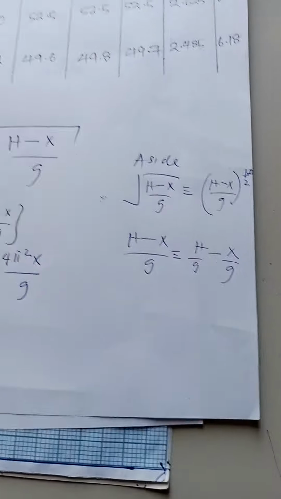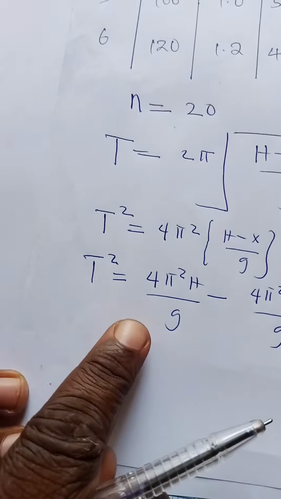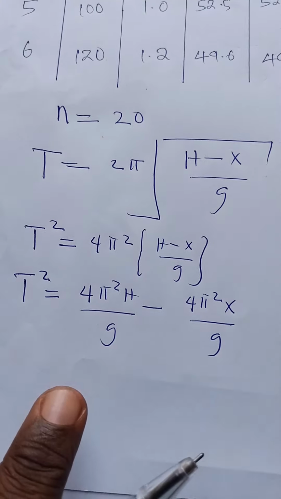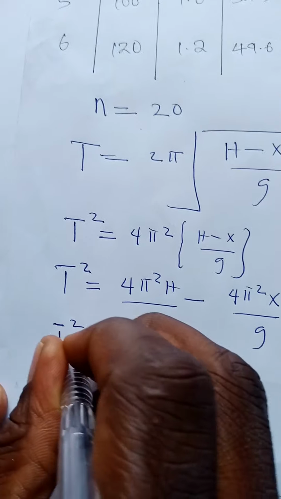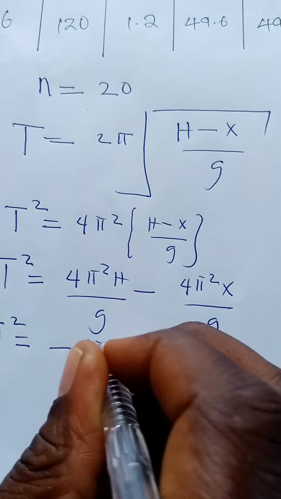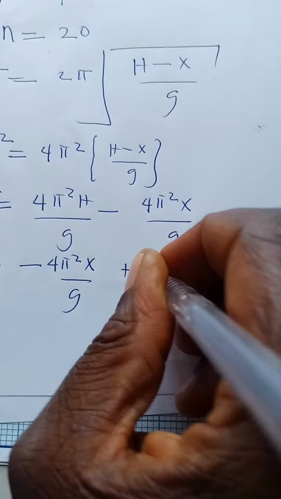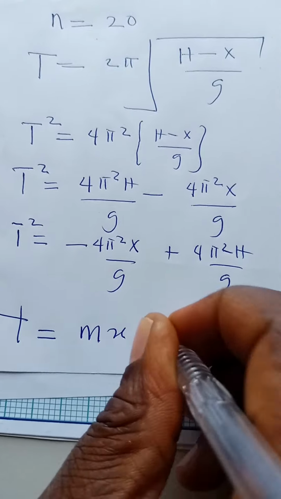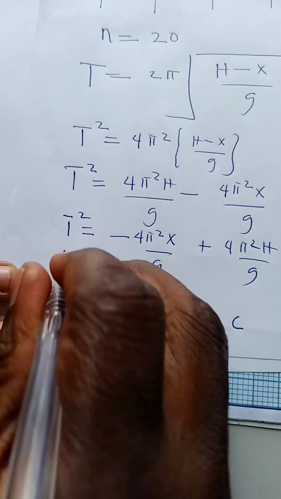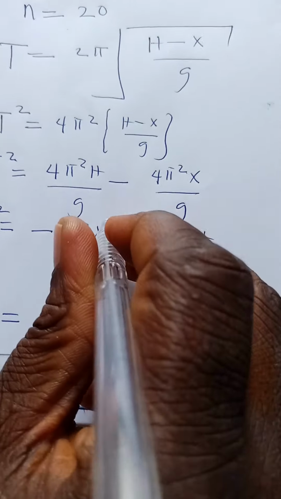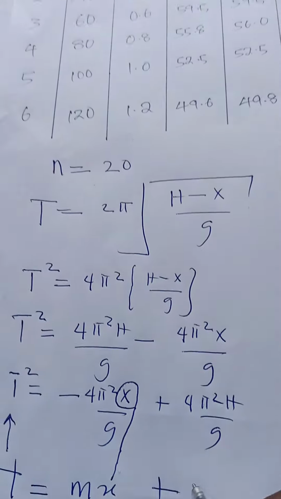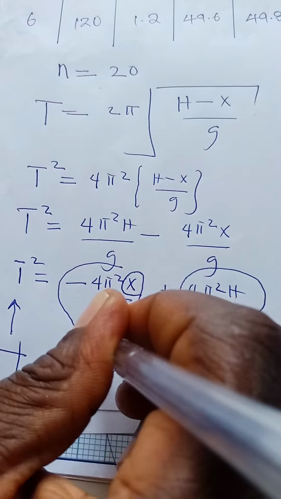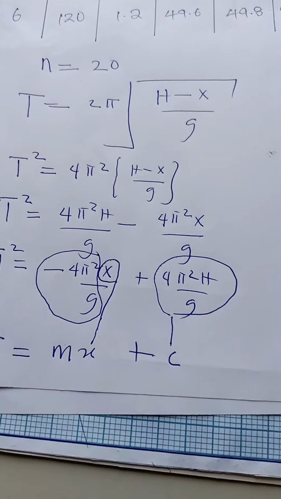Now, since this equation is being transformed to a linear graph, we have to rearrange it so that we'll know where our slope and intercept will fall. Rearranging it, we have T squared is equal to minus 4π squared x over g plus 4π squared h over g, whereby it forms a simple straight line equation like this, whereby our y-axis is T squared, the x-axis is what we got from our x on the table here, while our intercept stands for the whole of this thing here, and our slope carries minus 4π squared over g as the slope of the graph.